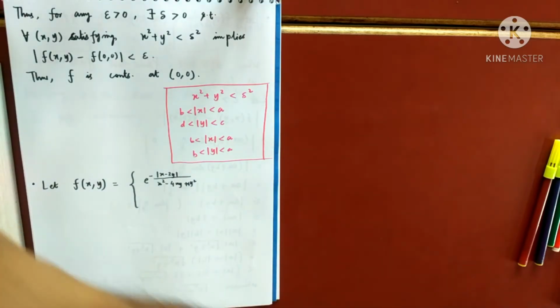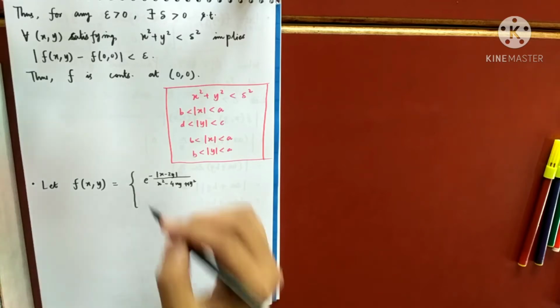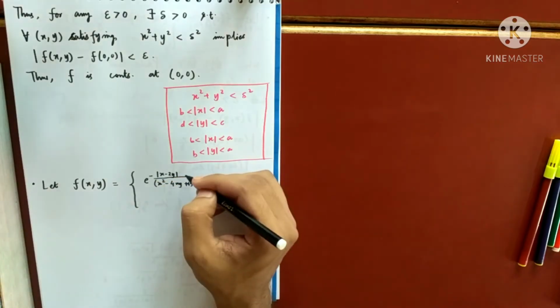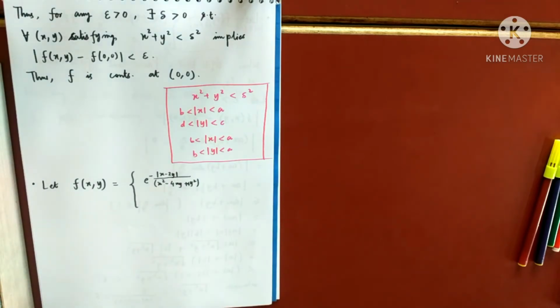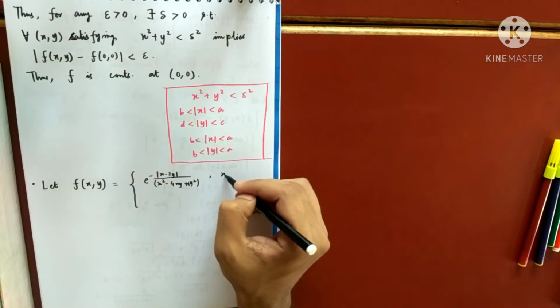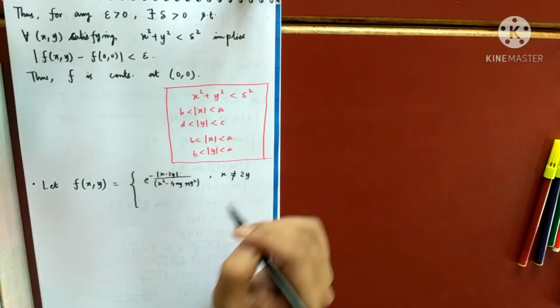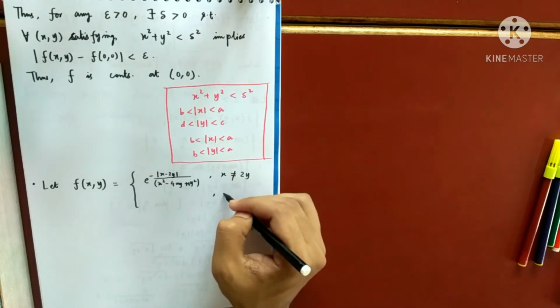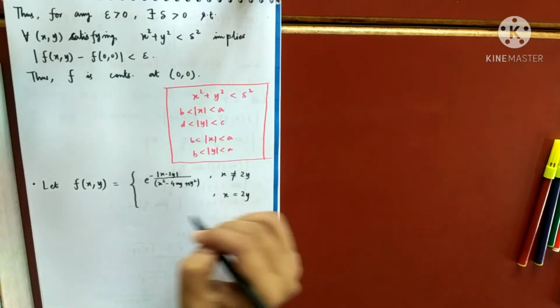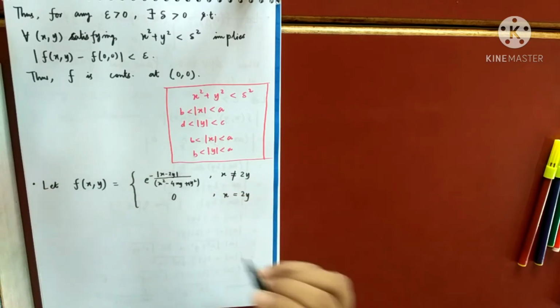Okay, you just see it very carefully. f(x,y) = e to the power minus mod (x minus 2y) divided by (x squared minus 4xy plus 4y squared). This is in the power of e; I should have written exp, that would have been better. This holds whenever x is not equal to 2y, and on the line x equals 2y, the value of the function becomes 0.